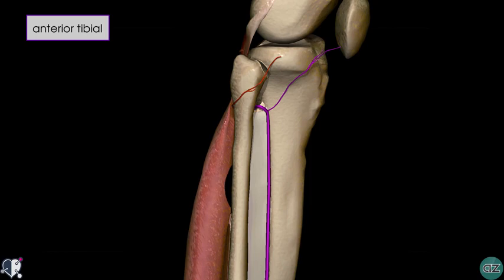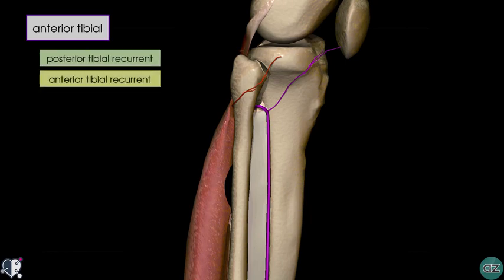The branches of the anterior tibial artery include the posterior tibial recurrent and the anterior tibial recurrent arteries proximally. The posterior tibial recurrent artery is not always present, and it's not shown on this model. The anterior tibial recurrent artery you can see here.